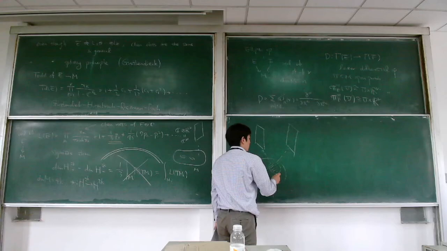So what Atiyah and Singer just noticed, or found very fascinating, is the fact that if M is compact and D is elliptic, then the kernel of D and the cokernel of D are finite dimensional.